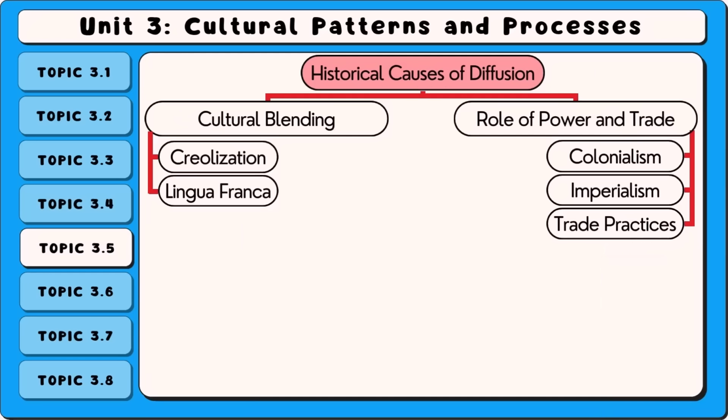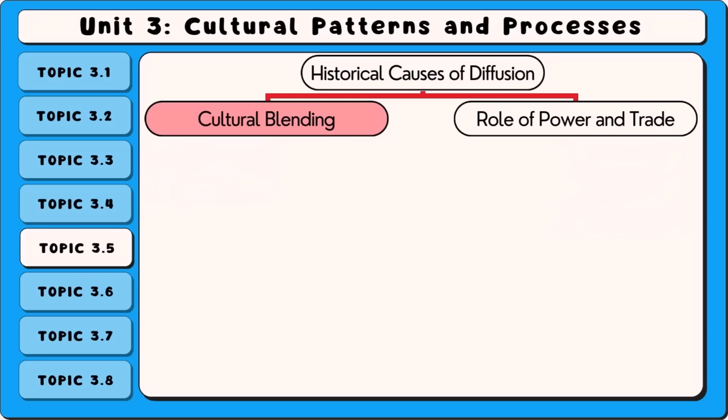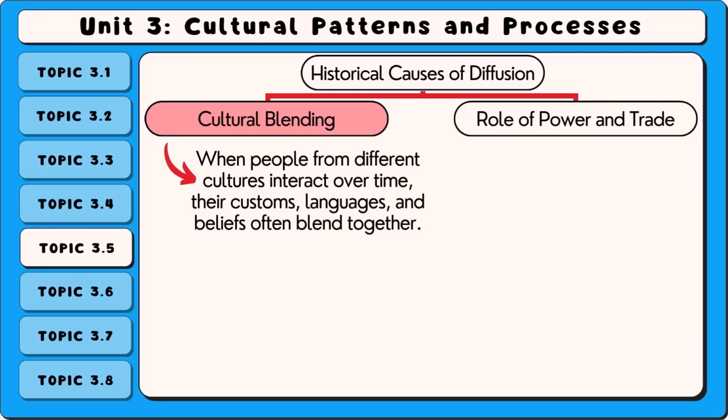In the last lesson, we talked about the different types of cultural diffusion. This lesson builds upon what we've already learned. It explores the historical causes of cultural diffusion. First, we will learn about cultural blending, which explains how cultural traits mix to form new practices and languages. Then, we'll study the role of power and trade in driving cultural diffusion. Let's start with cultural blending.